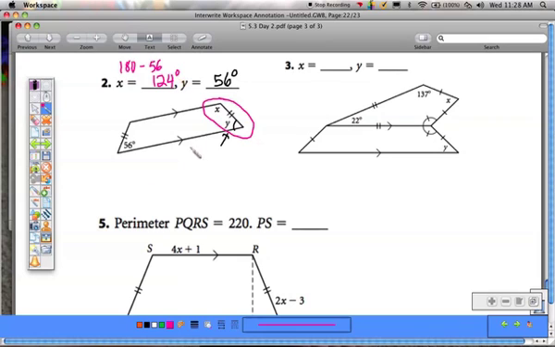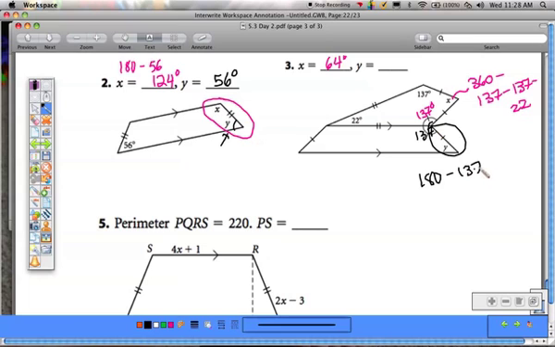Okay, let's look at the next one. Number 3, let's look at the kite to begin with. We know that the non-vertex angles are congruent. We can figure out X by doing 360 minus all the other angles in the kite. And I believe that ends up being 64. Then in the trapezoid, it's an isosceles trapezoid. This is 137. And these two add to 180. So 180 minus 137 is 43 degrees.